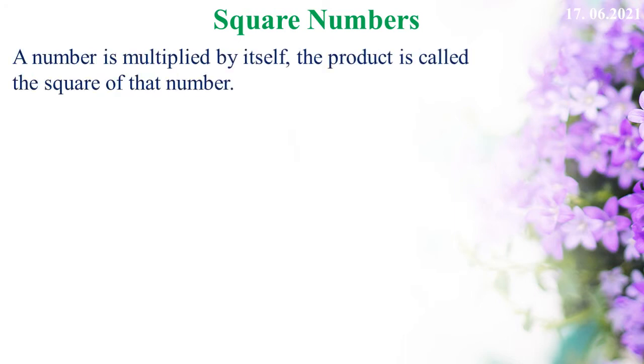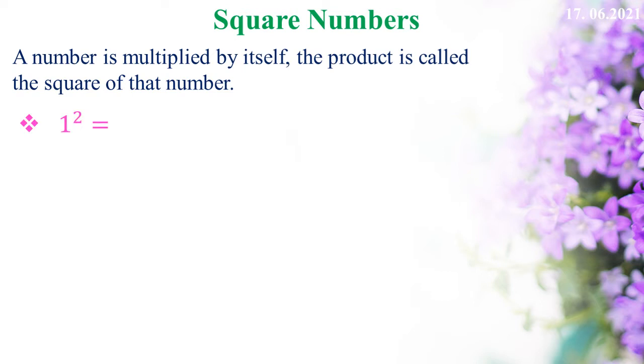In the previous video, we have learnt about square numbers. What are square numbers? When a number is multiplied by itself, the product is called the square of that number. Let's see some square numbers.